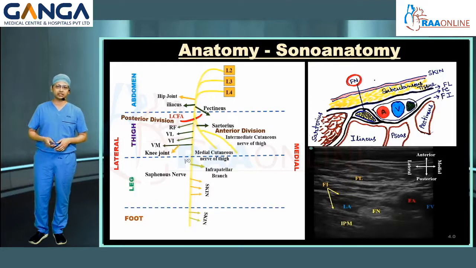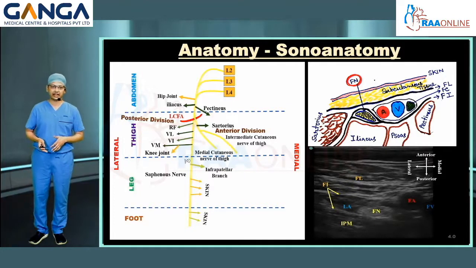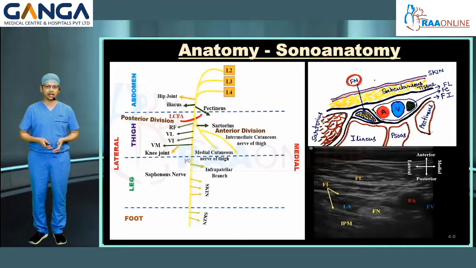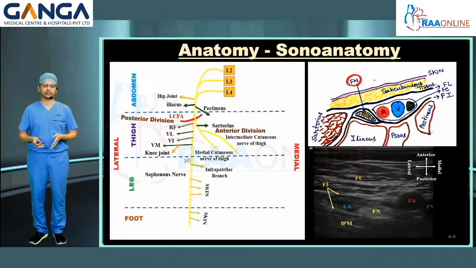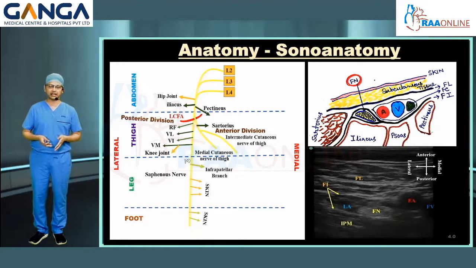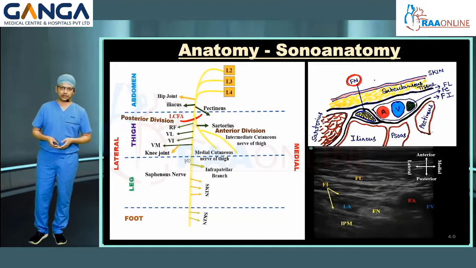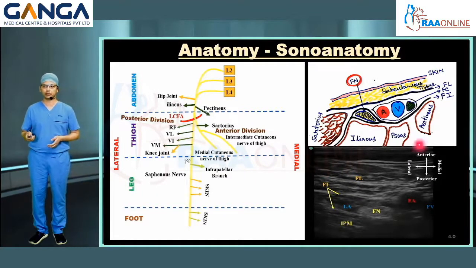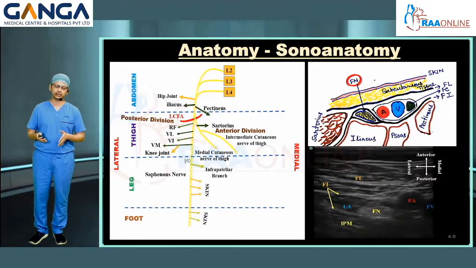The anterior division has one muscular supply, that is nerve to sartorius, and the rest are sensory branches. Whereas the posterior division has one sensory supply, that is the saphenous nerve. It supplies the medial side of the leg up to the ball of the great toe, and the rest are muscular branches.